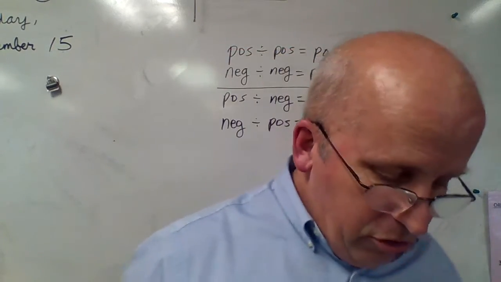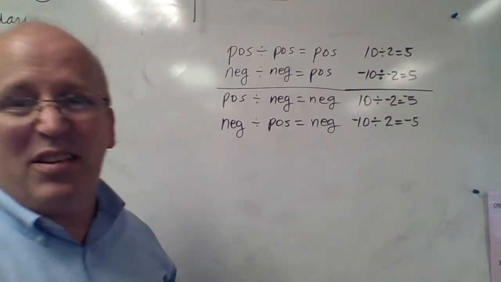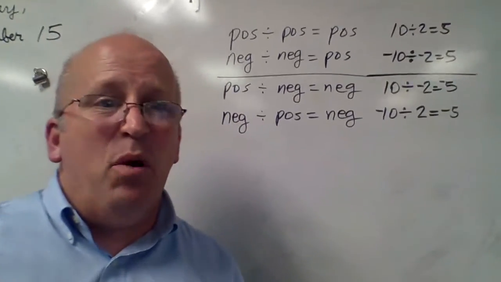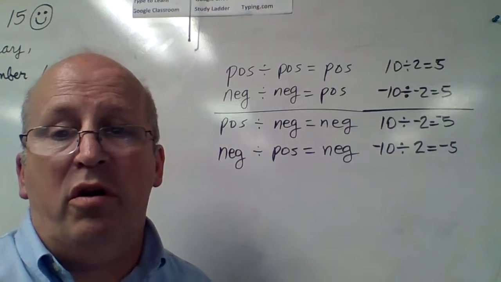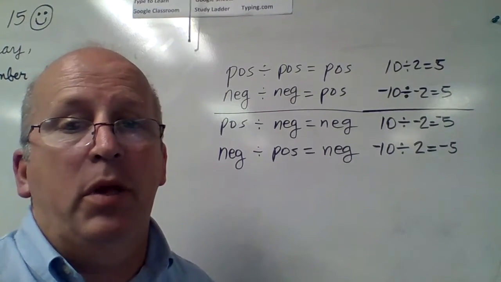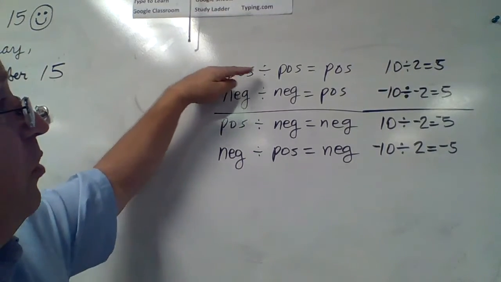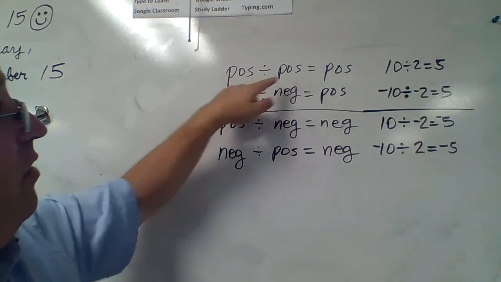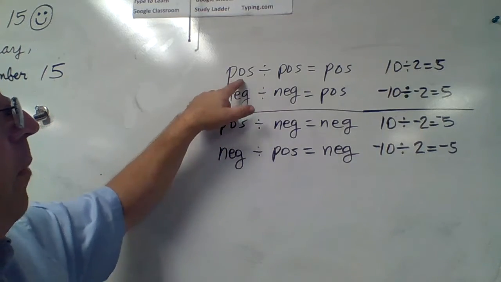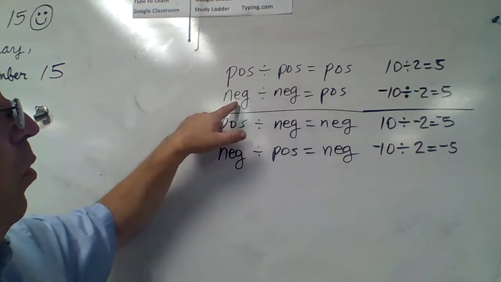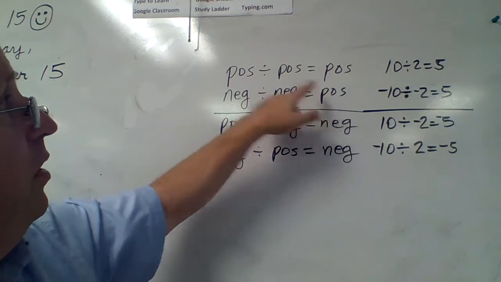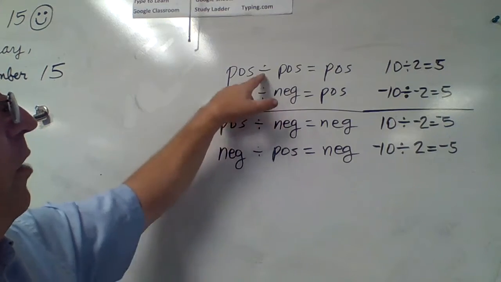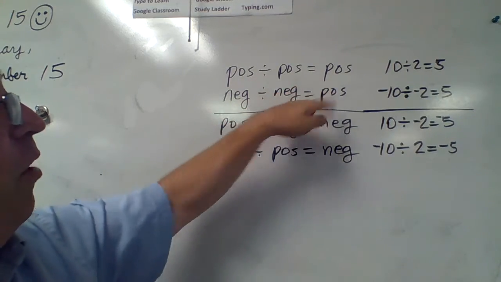Division of integers has the exact same rules as multiplication of integers. Remember, of course, that those rules are different than adding and subtracting. In the world of integers, when you're dividing, if the signs are the same, positive divided by a positive or negative divided by a negative, you always get a positive answer. If the signs are the same and you're dividing, the answer is always positive.